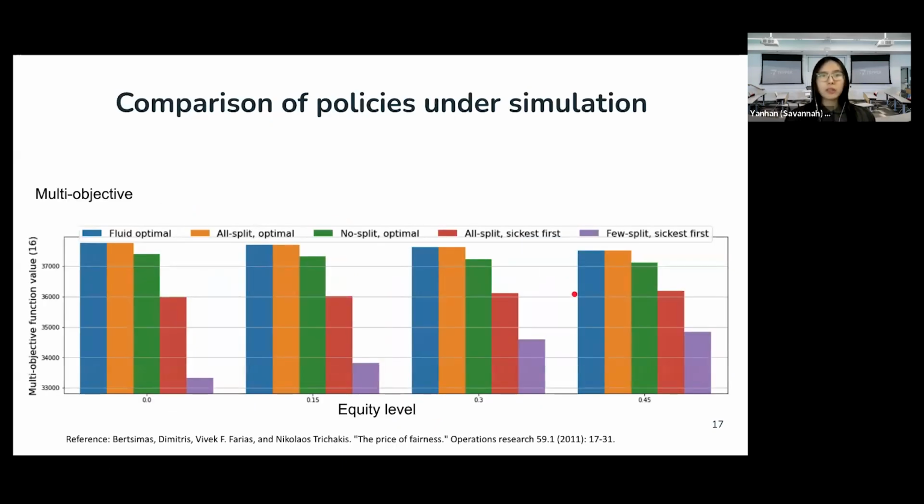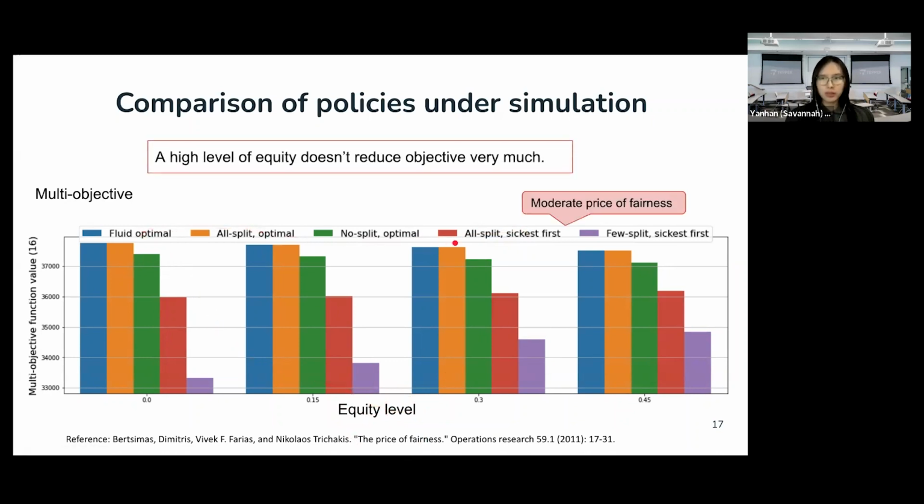And if we compare the fluid optimal policy against all other benchmarks at different predefined equity levels, we see that for the optimal allocation policies, their utility values decrease slightly as we impose a higher equity level. And this means there is a moderate price of fairness for those optimal allocation policies. That means not sickest first, but giving organs to those who are likely to give the best outcomes. Then there's a moderate price of fairness.